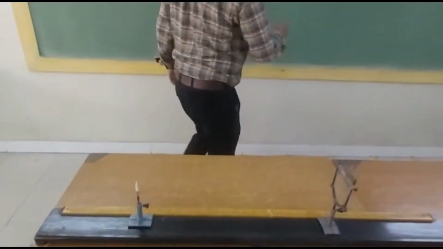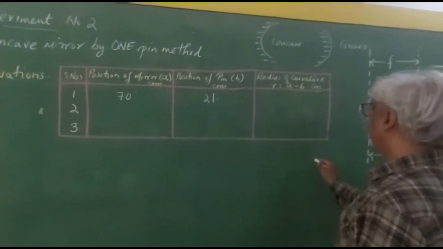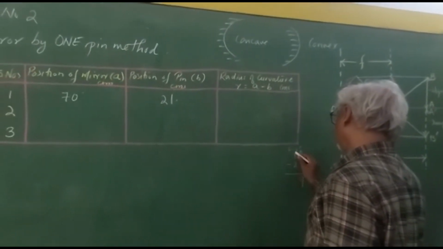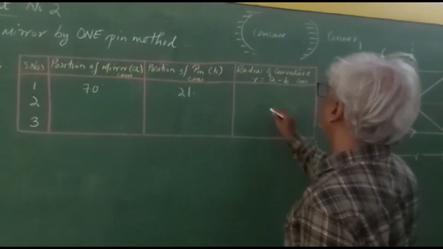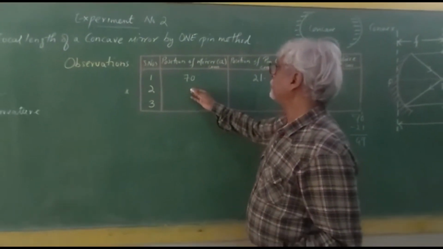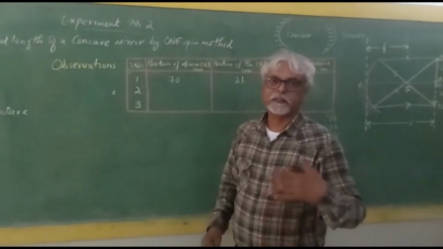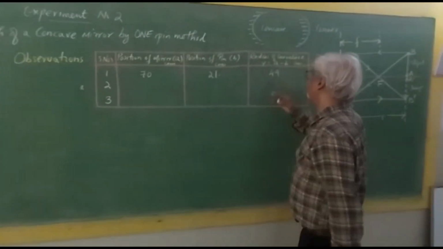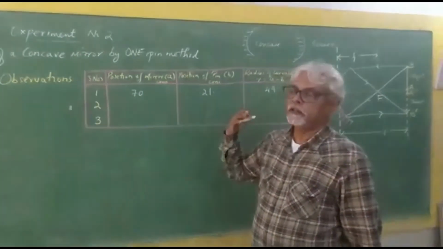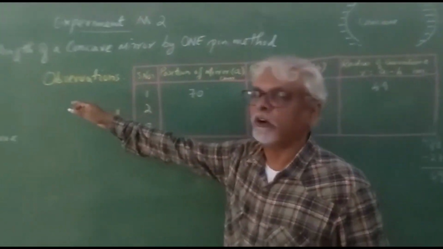So the position of the pin is, say, 21. Now the difference, 70 minus 21, gives you 49. Okay, approximately 49. In the next reading you can place the position of the mirror at 60 and the position of the pin accordingly. There will be a difference of plus or minus 10. You'll get somewhere close to 49, maybe 48, 47. You'll have to take 3 readings, then take the mean of the 3 readings and apply it in this formula.